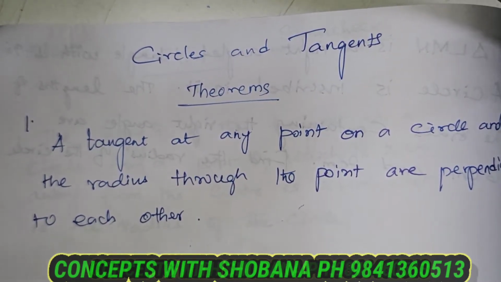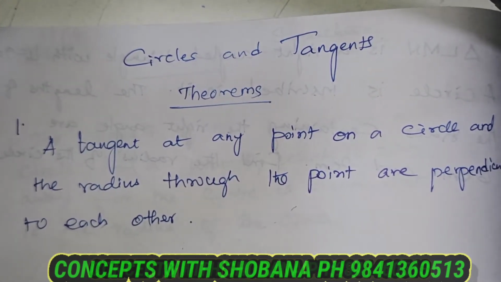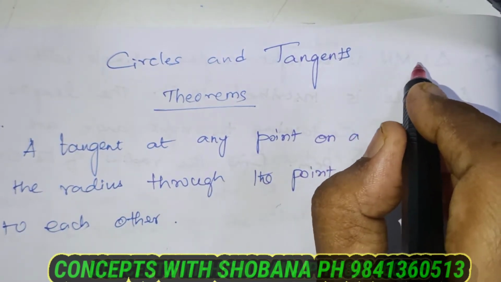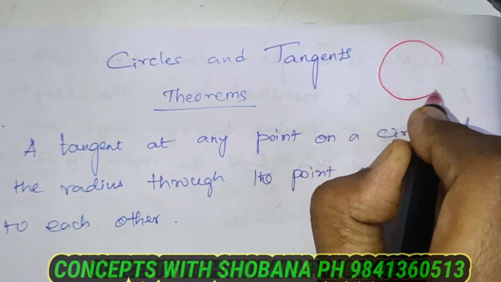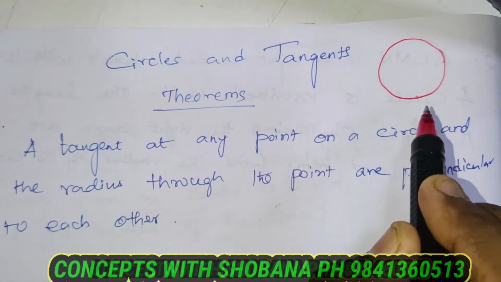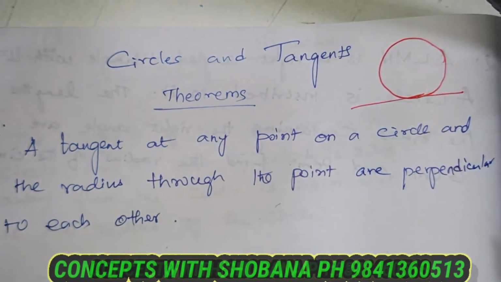Okay, first, what is a tangent? What is meant by tangent? Tangent is any line touching the circle at only one point. Now if this is the circle, okay, a line touching the circle at one point. If I draw a line through this point, this is the tangent.